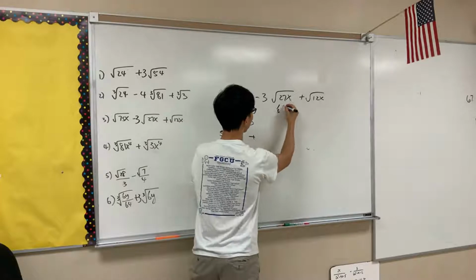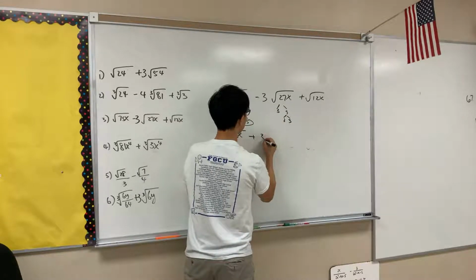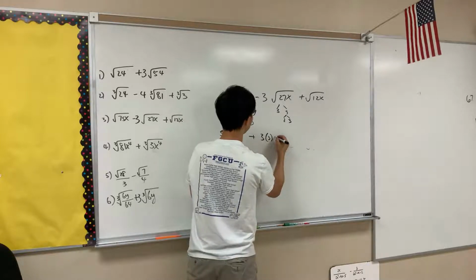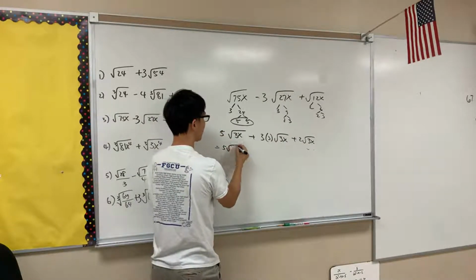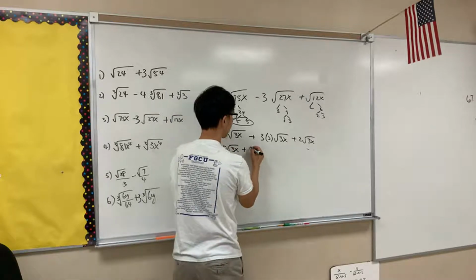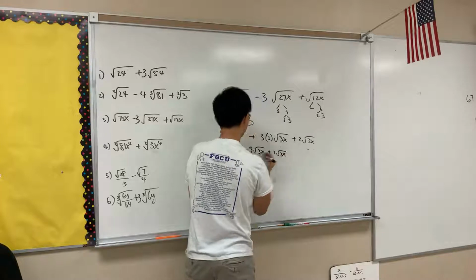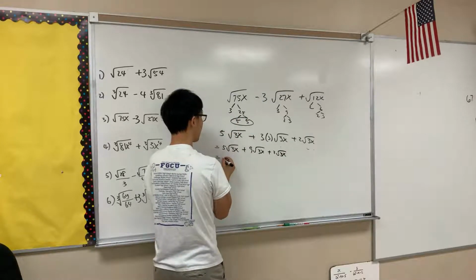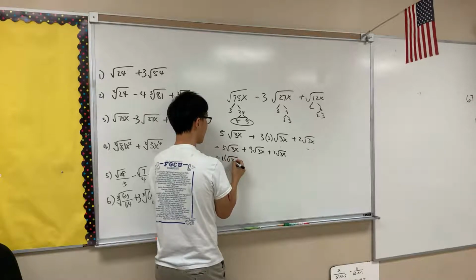Minus 3, 9, 3, 3. I guess 3 times 3 to the 3x equal to 5 square root 3x plus 9 square root 3x plus 2 square root 3x. That's going to be 14 plus 2. 16 square root 3x, I think.